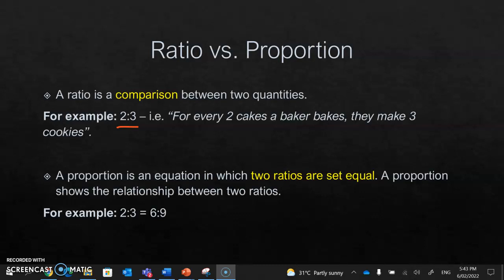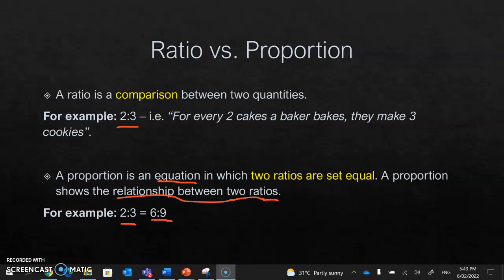A proportion is an equation. That means it has an equal sign, in which two ratios are set equal. It shows the relationship between two ratios. Okay, so for example, a ratio of 2 to 3 is equal to a ratio of 6 to 9.